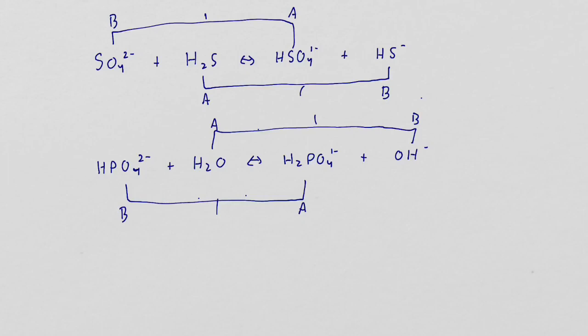And now I have also included the pairs, so you know that the one that's got one extra hydrogen is the acid, and the one with one less is the base.